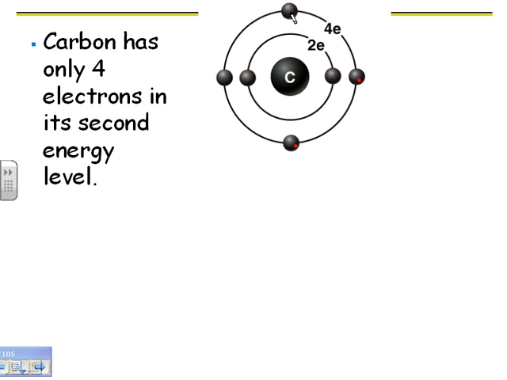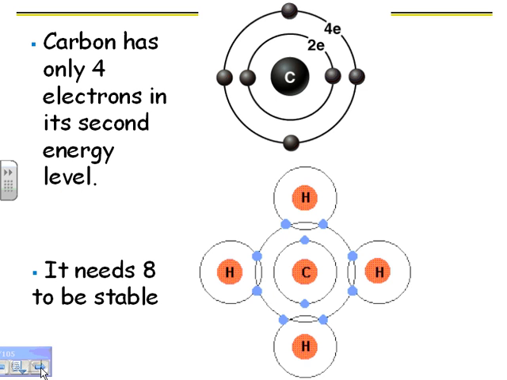We don't worry about the inner energy level at this point, just because it's already full. It's only the outer ones that will bond. So it needs 8 to be stable. And so here's what it'll do. It has these 1, 2, 3, 4 outer electrons.